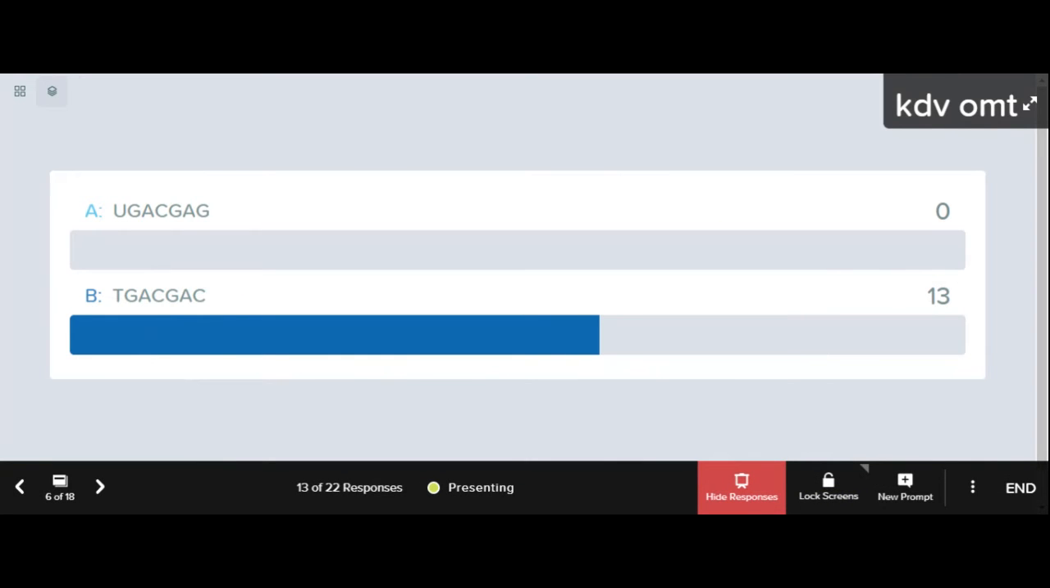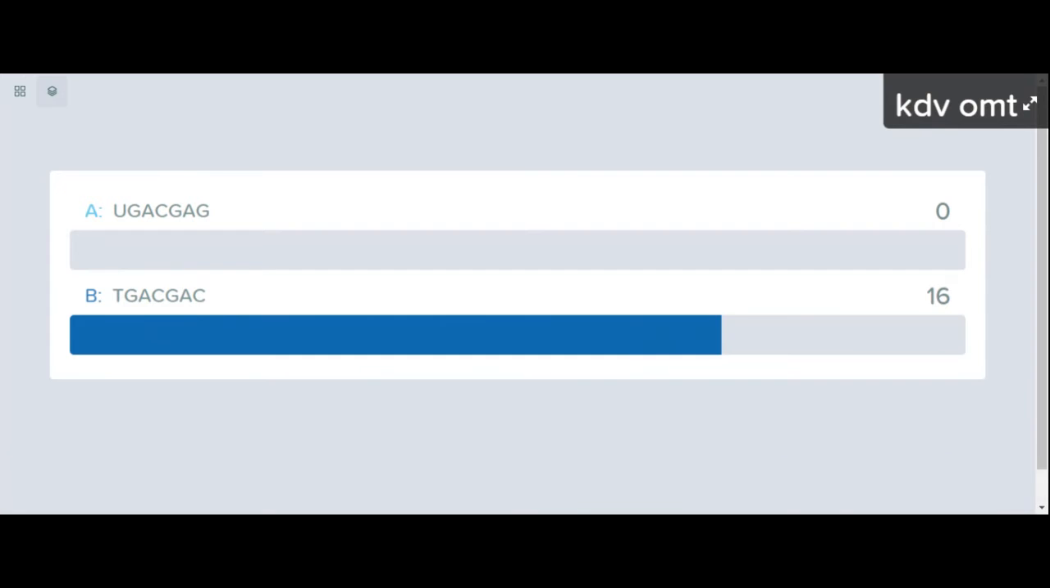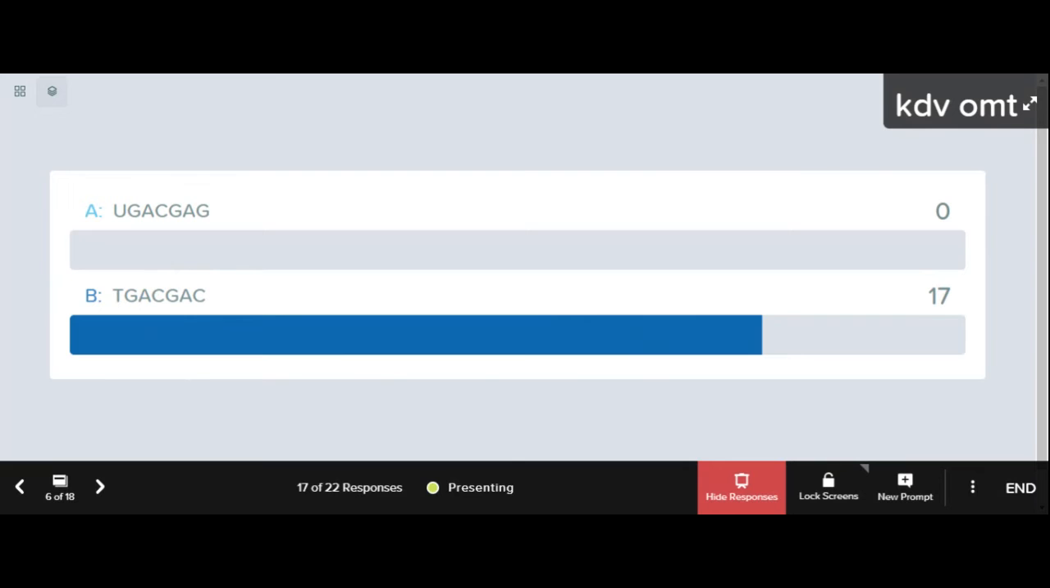Yes, TGAC. Excellent. And why is it B? Because we're talking about DNA. And if you see U's, it cannot be DNA. All right, so we're doing DNA replication here. We're not doing protein synthesis yet. We're reviewing DNA replication. That's the other reason why the DNA omits.